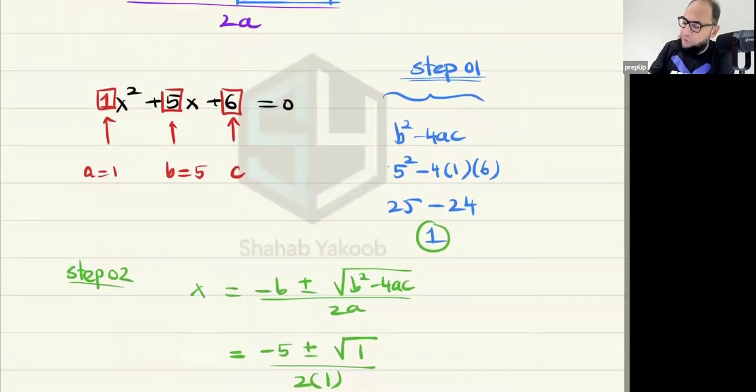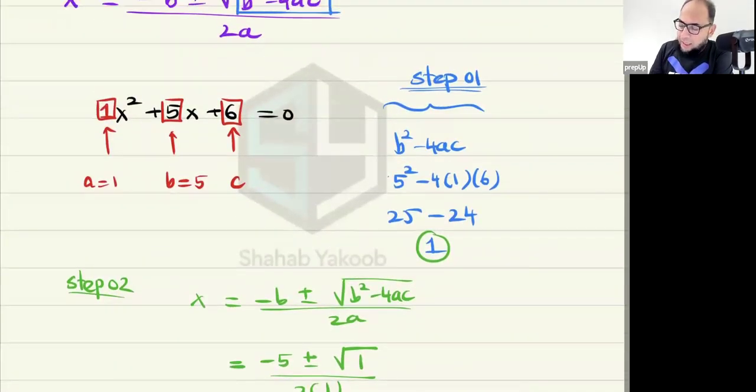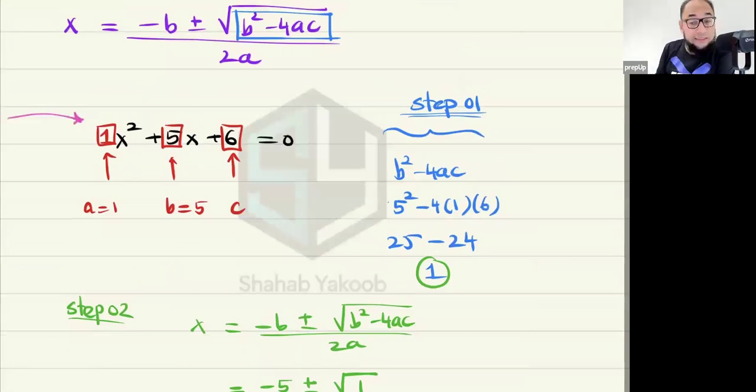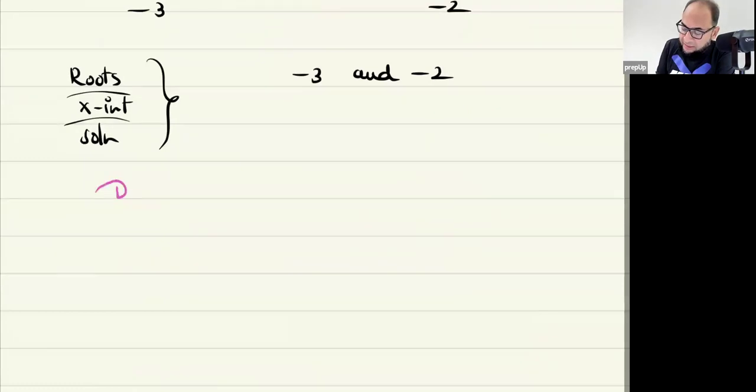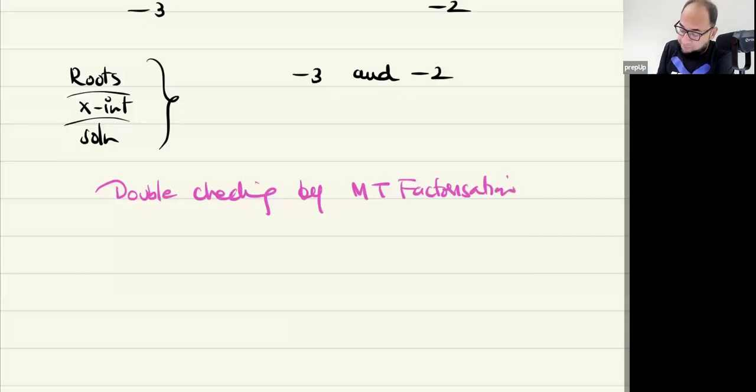Now someone can ask this question, can we go ahead and factorize it? The answer is yes. Let's double check. So I'm just double checking by factorization, middle term factorization, and it should give me the exact same answer.